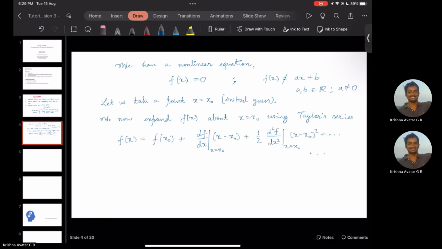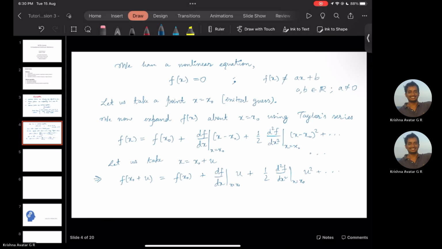Because the thing is, Taylor series essentially has an infinite number of terms. Now let us take x is equal to x naught plus u. U is some quantity, isn't it? Then this implies that f of x naught plus u is equal to f of x naught plus df by dx at x is equal to x naught, and x minus x naught now is u. Likewise, this term becomes u squared, and likewise, isn't it?